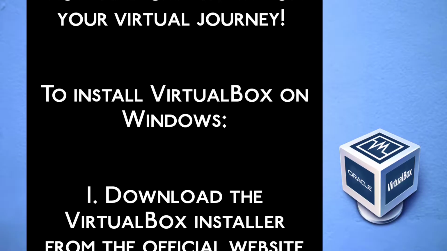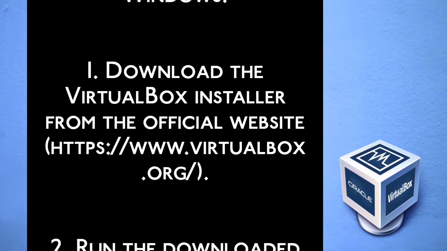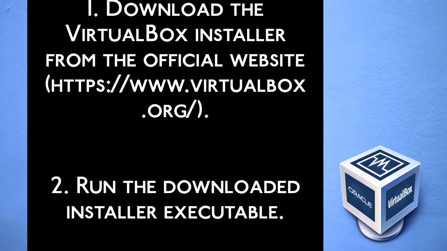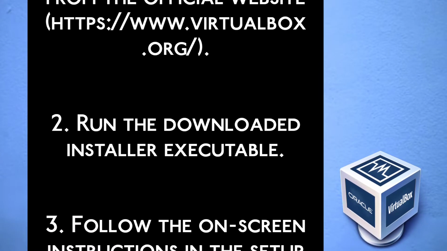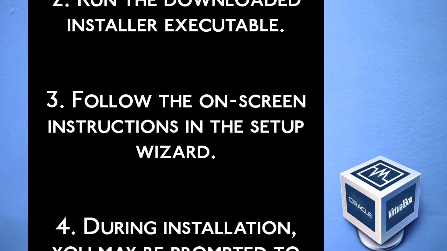To install VirtualBox on Windows, Step 1. Download the VirtualBox installer from the official website. Step 2. Run the downloaded installer executable. Step 3. Follow the on-screen instructions in the setup wizard.